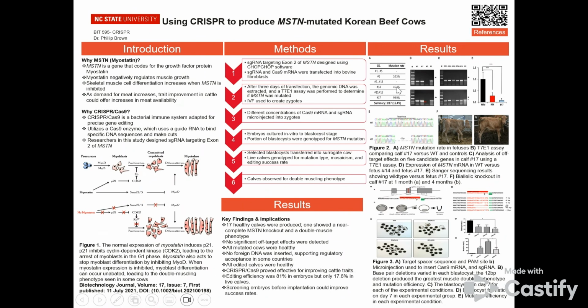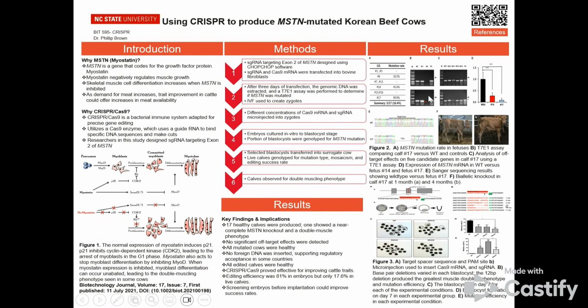Whereas as you go further back, for example, calf 14 only had a 45% mutation rate. Calf 6, only 10.5%. And that's due to mosaicism, where certain cells may still have the wild type versus the mutated myostatin. However, they were still able to achieve a near 100% success in at least one of the calves, showing a proof of concept.